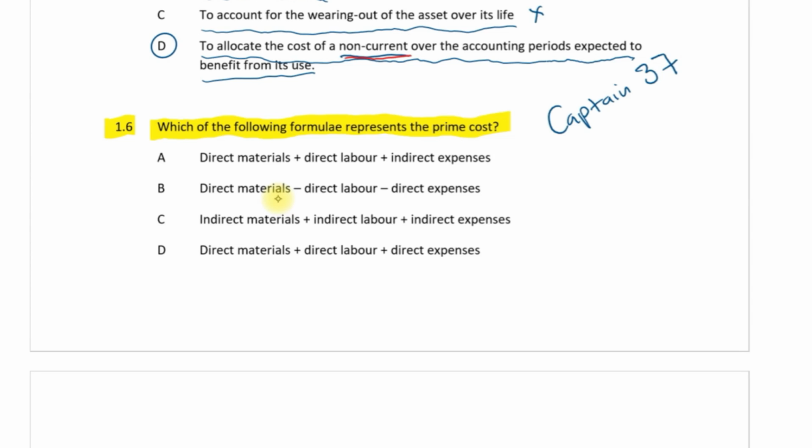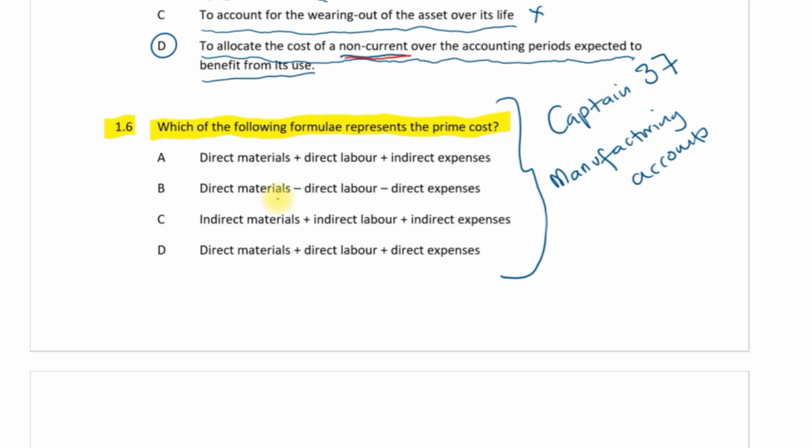And this particular topic falls under what is known as manufacturing accounts. You will find a video on manufacturing accounts. If you don't find it, let me know. I'll send you the link to that particular video.